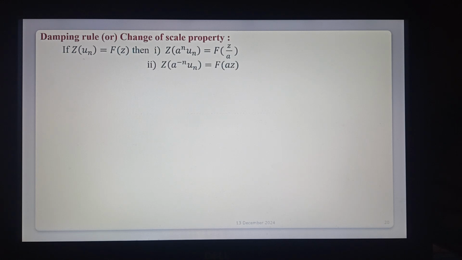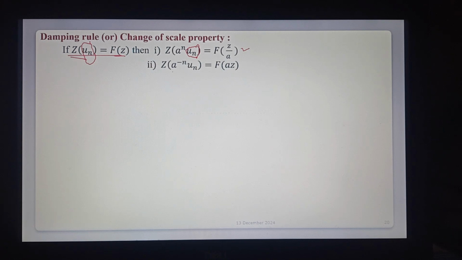If the Z transform of u(n) is equal to F(z), then the Z transform of a^n u(n) is equal to F(z/a). That means the given sequence is u(n), and it is multiplied by a^n. Then the Z transform of a^n u(n) is F(z/a). So in the F(z) we replace z by z/a.